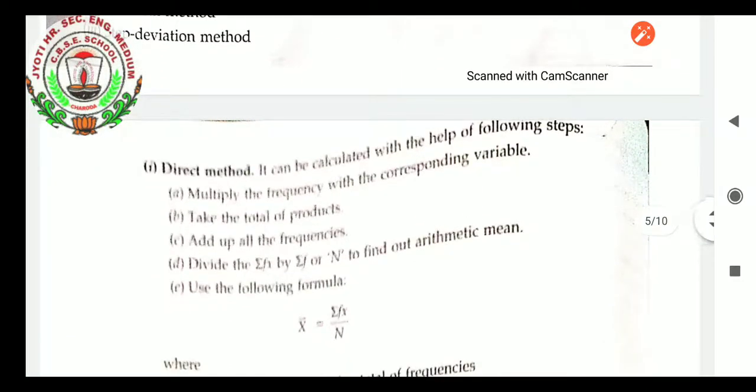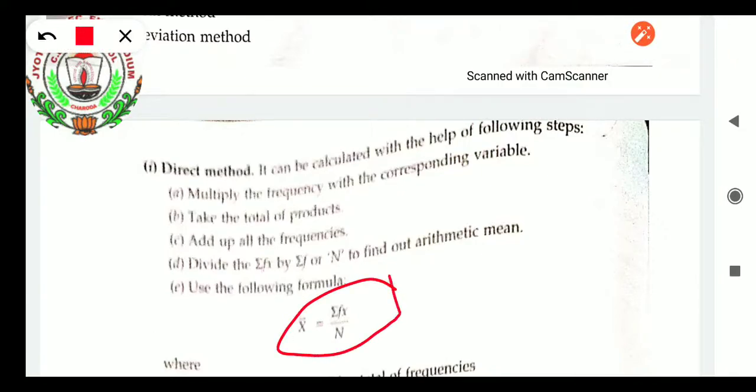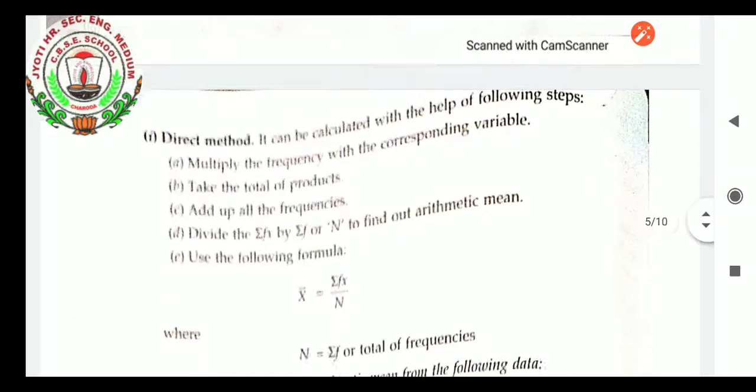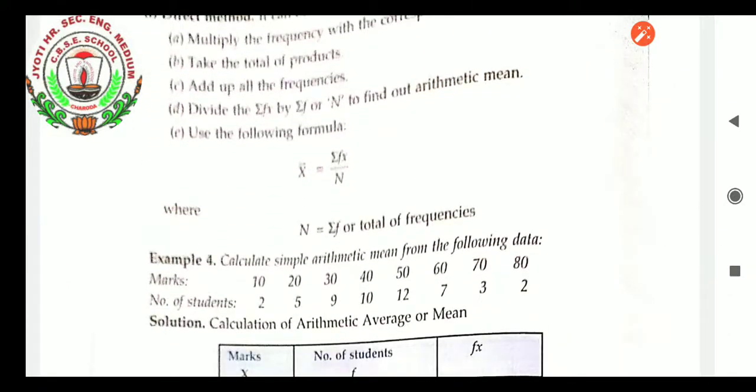Direct method: let us have the mean calculation in discrete series. The formula is before you: mean equals sum of fx upon n. What is sum of fx? f is the frequency, and x is the data related to the frequency. We multiply the frequency into the data and divide by n. Here n equals sum of f, it is not the number of items in the series. If we remember this basic point, then we can calculate the direct method for discrete series.